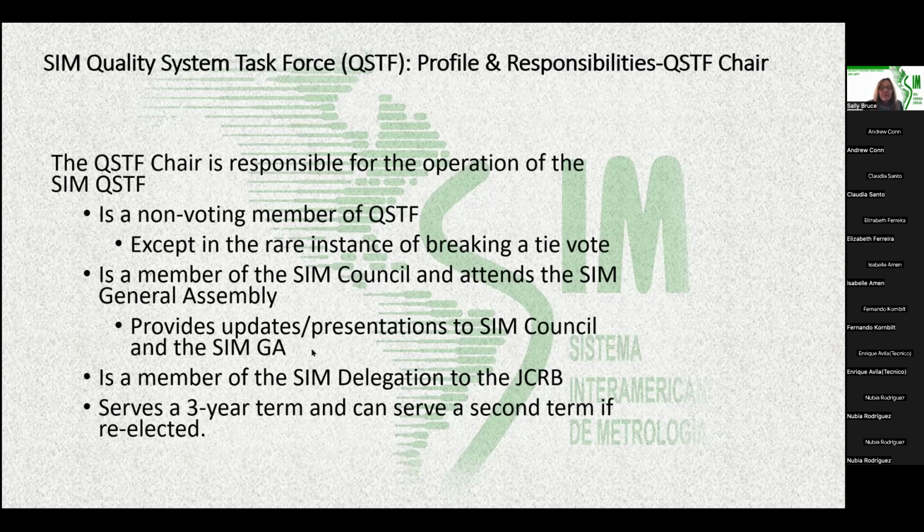They are also a member of the SIM delegation to the JCRB, the Joint Committee of the Regional Bodies. And there are typically 5 delegates from each region that go to the meetings. And it was decided last year, instead of having 2 meetings per year for the Joint Committee of the Regional Bodies, there is now 1. And the next meeting will be held in September at the BIPM. The QSTF chair serves a 3-year term and can serve a second term if reelected. I began serving in 2020, and I'm now in my second term.